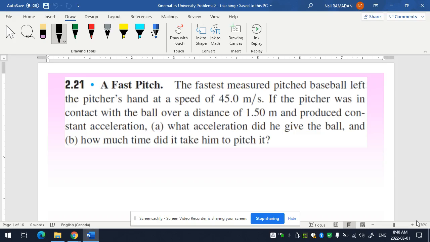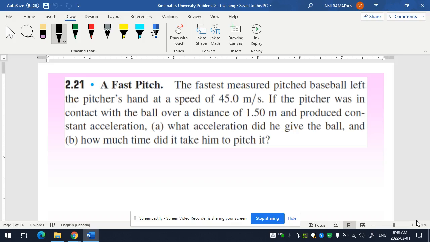If the pitcher was in contact with the ball over a distance of how much? From the moment they actually started moving it, till the moment it left the hand, it went over a distance of 1.5 meters. We said that the kinematic equations only work for constant, uniform acceleration. So the questions are: A, what acceleration did he give the ball? And B, how much time did it take him to pitch it?